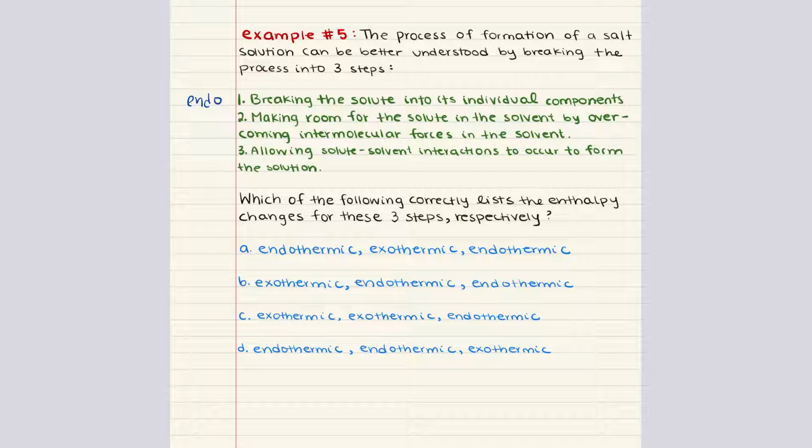Let's look at step 2, making room for the solute in the solvent. This step involves separating the solvent molecules to create space for the solute ions. Overcoming the intermolecular forces between the solvent molecules also requires energy input. So this step is also endothermic. Then step 3, allowing solute-solvent interactions to occur. This step involves the solute ions interacting with the solvent molecules and forming these new interactions. Forming new interactions releases energy. Therefore, this step is actually exothermic.